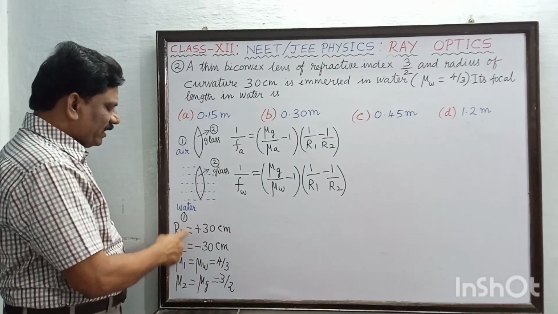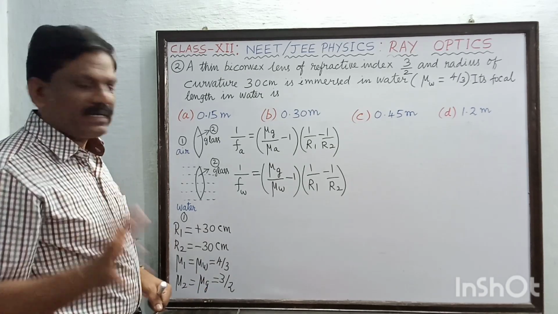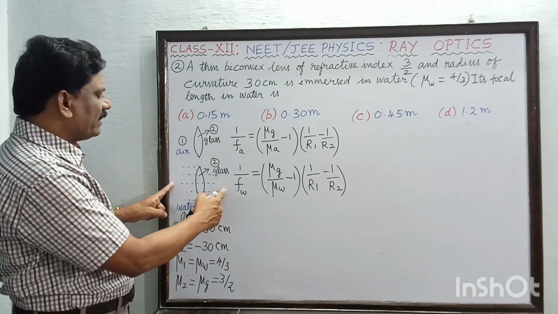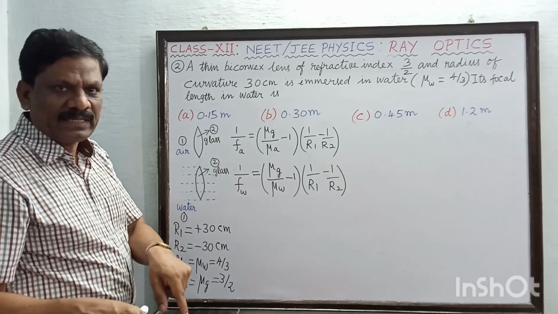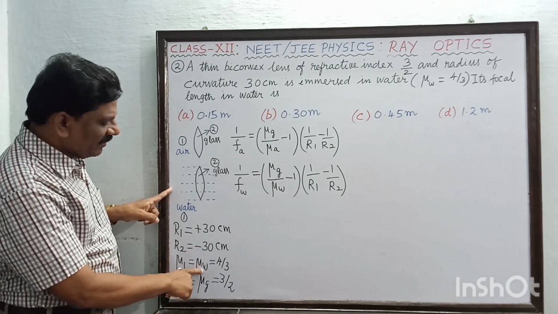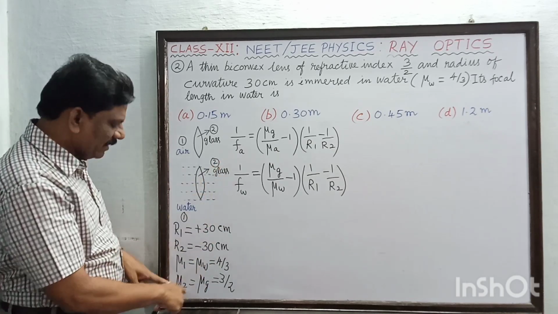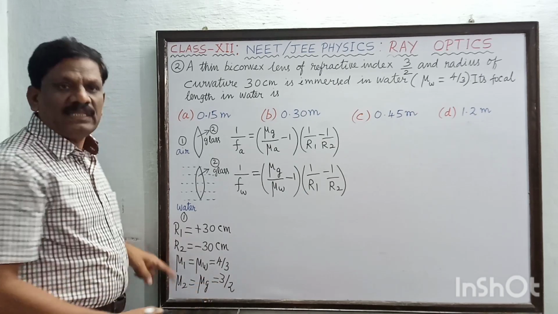The refractive index of the first and the second medium you have to take correctly. In this given case, when the lens is immersed inside water, the first medium is water. Therefore the refractive index of the first medium is taken as 4/3. And the second medium is glass. Therefore, mu2 is equal to 3/2.